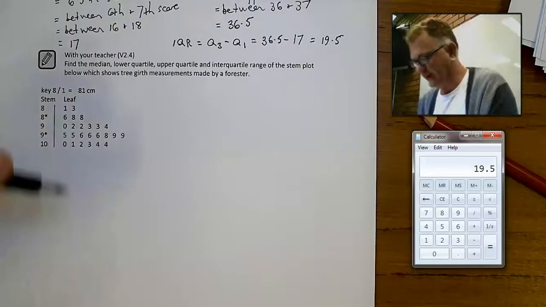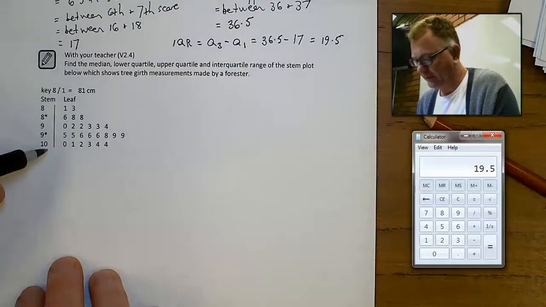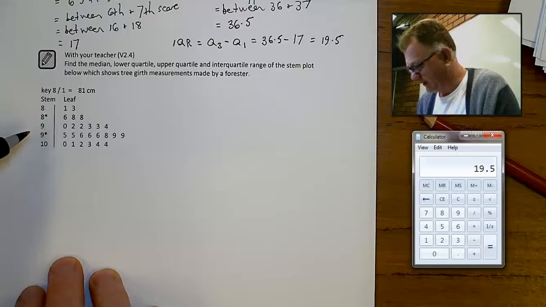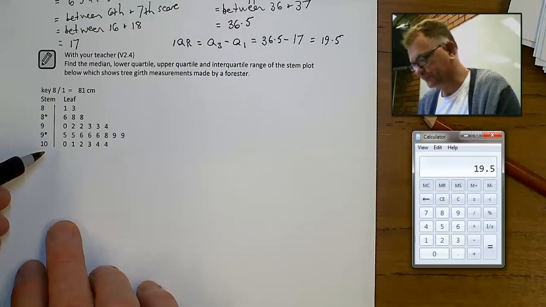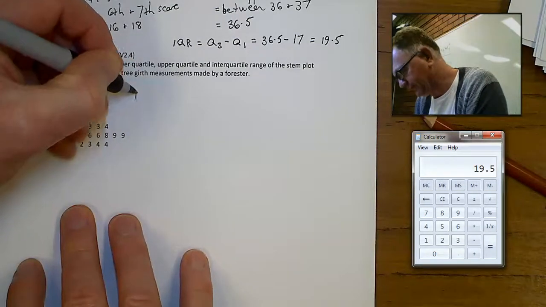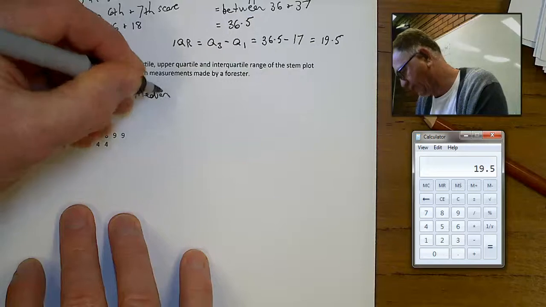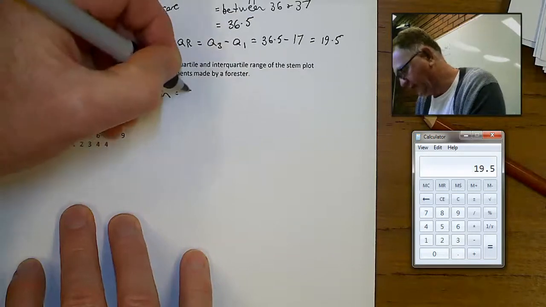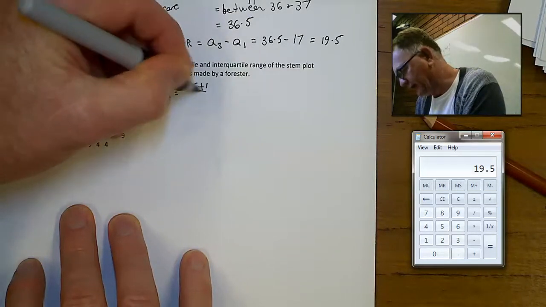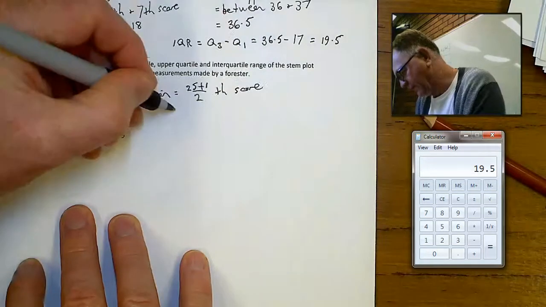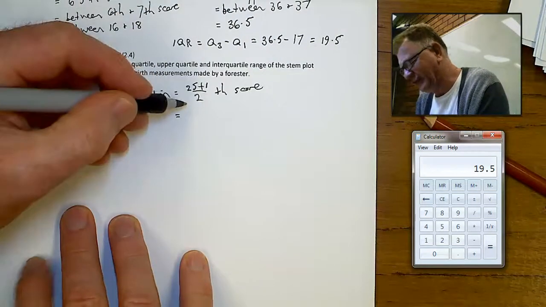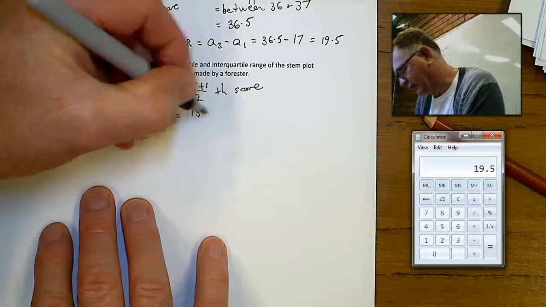Okay, we're back now to do a second question here. Same sort of thing, only this time we're dealing with the tree girth measurements, and if you count up, there's 25 pieces of data. When we work out the median, the position of the median is the 25 plus 1 over 2 score. That'll be 26 divided by 2 is 13, the 13th score.